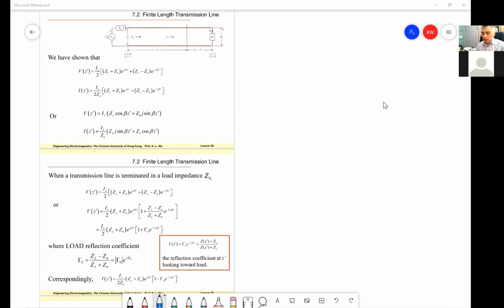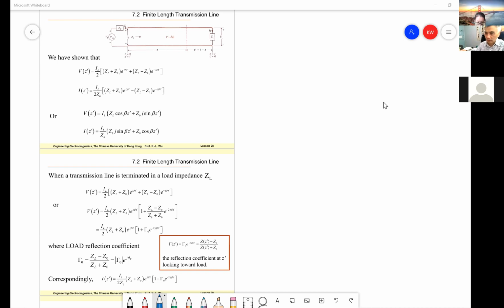Okay, we talk about transmission line of finite length. Because this is so fundamental in all RF related subjects, so antennas, circuits, high speed, and so on, I'd like to spend a little bit more time on this. Okay, and slow down.